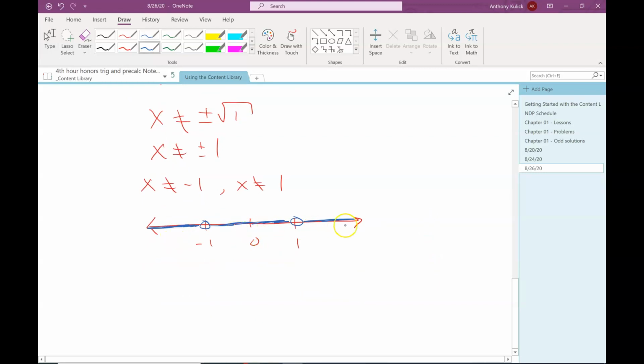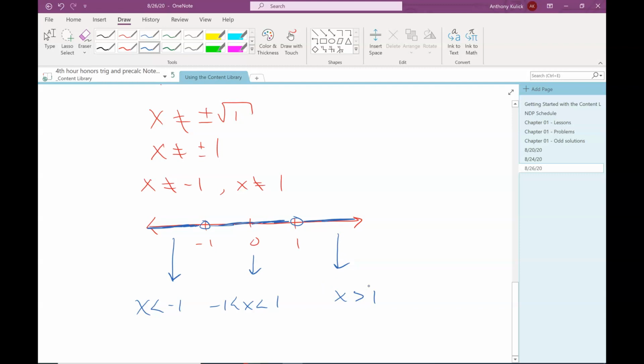So each one of these three segments then is going to be its own inequality and its own interval. So I have x is less than -1. I have -1 is less than x is less than 1. And then I have x is greater than 1.